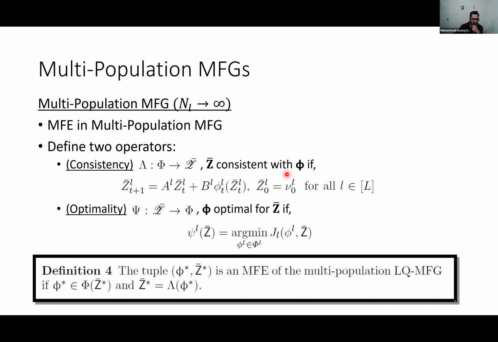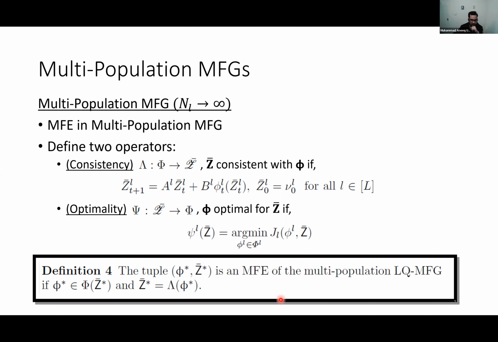So given a set of controllers phi, one for each population, it outputs the mean field, and the mean field z bar is a concatenation of the mean fields of all the populations. And then the optimality operator is the converse, which, given the mean field z bar, outputs a set of controllers phi, which is the best response to that mean field. So these are the consistency and optimality operators, and now we can move on to the definition.